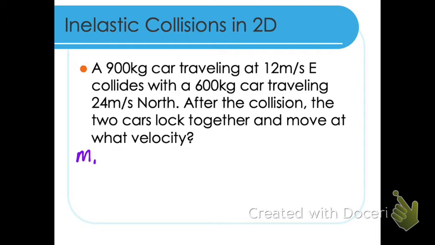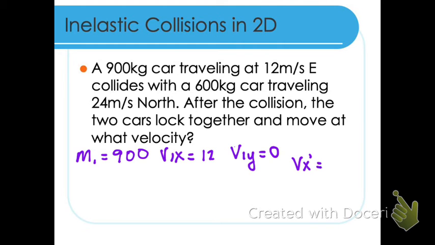We'll call M1 900. V1x is equal to what? 12, right? Because it's moving east, so that's positive 12. So what is V1y equal to? 0. Good. And then are we going to have V1x prime and V1y prime? No, we're going to just have a combined Vx prime and Vy prime, right? They're going to be combined because we're going to now just have one object at the end.